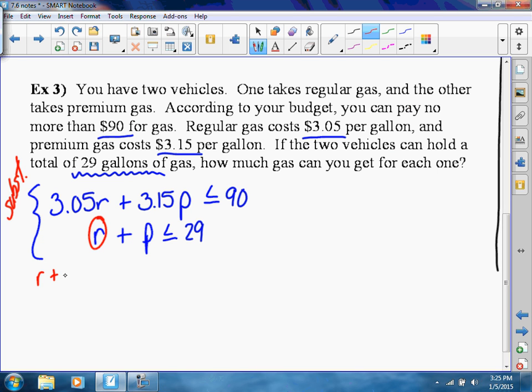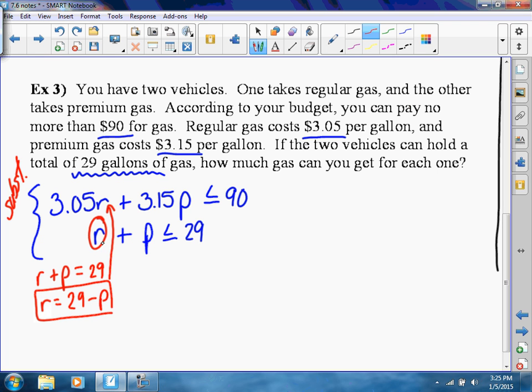Now, when I solve it for r and I do my substitution, I'm just going to think of it like an equation for right now, just temporarily. So if I solve that for r, I'm just going to subtract the p over. So I'll have 29 minus p. Okay, so that's the equation that I'm going to substitute back into the top equation. Remember, I have to put it into the other equation. Don't put it into itself. That's like plugging Christmas lights into itself.